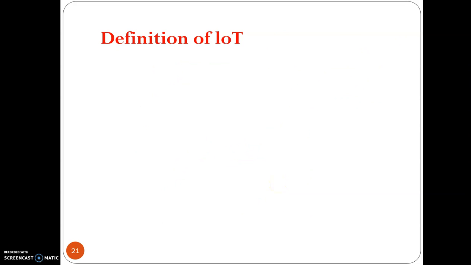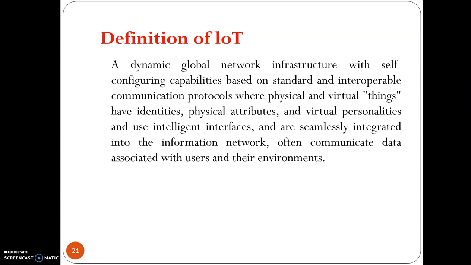There are many ways of giving the definition of the IoT. The one which I am giving is given in a book. A dynamic global network infrastructure with self-configuration capabilities based on standard and interoperable communication protocols, where physical and virtual things have identities, physical attributes, and virtual personalities, and use an intelligent interface and are seamlessly integrated into an information network, often communicating data associated with the user and their environment.